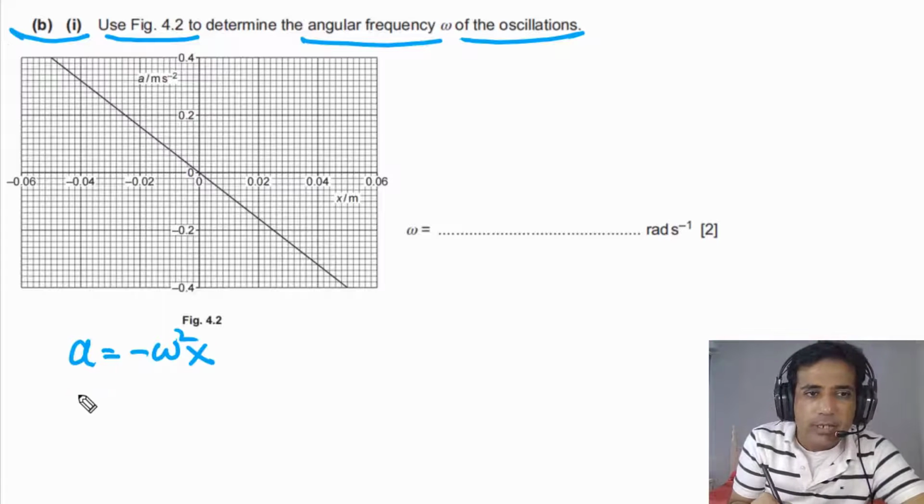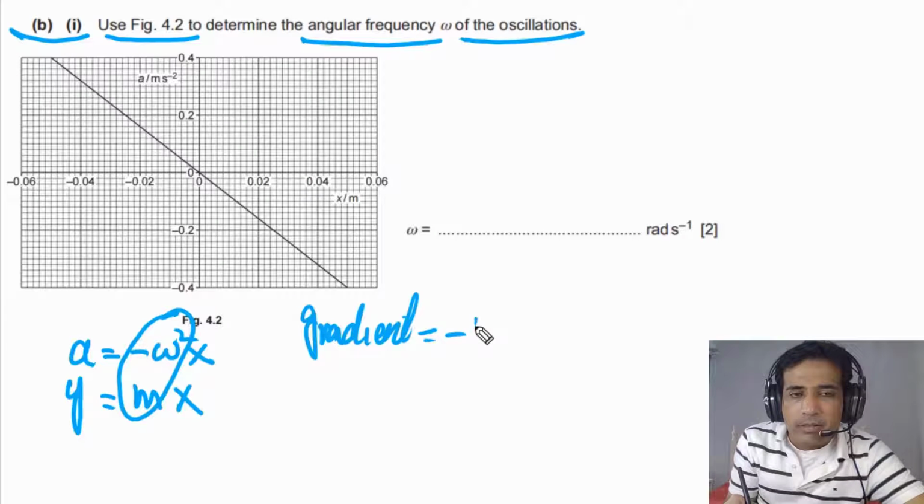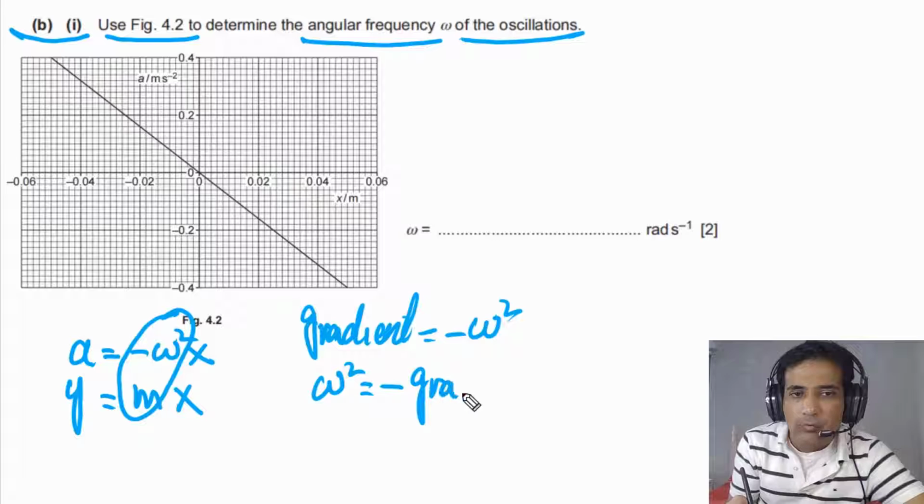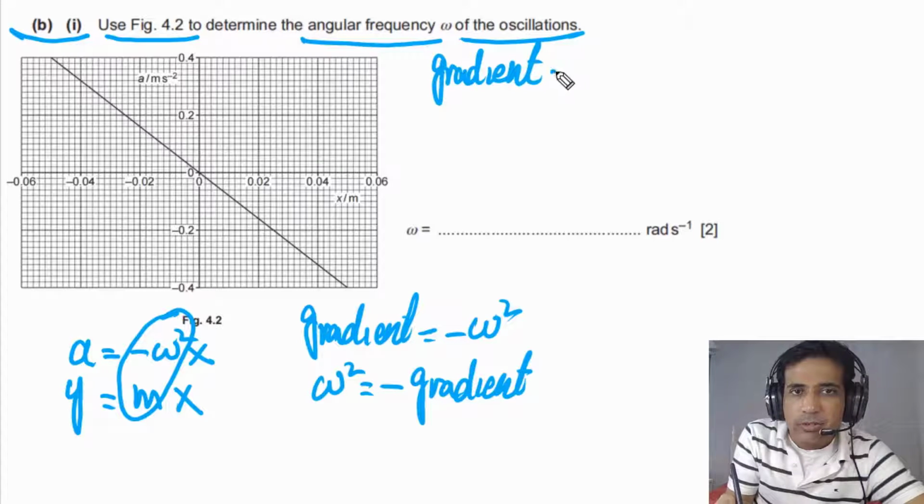As this is a straight line, we can compare this one with straight line equation. Means we can say y is equal to mx. And in this case, m is equal to minus omega squared. So simply we can write down, in this case, gradient is equal to negative omega square, or simply we can say in this case omega square is equal to negative of gradient. So in order to calculate omega, we need to calculate gradient first of all. So let's try to calculate gradient of this graph.